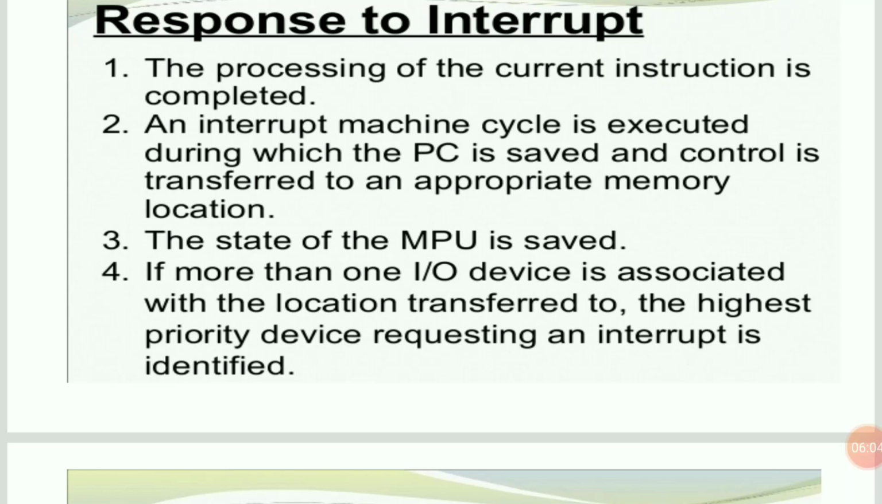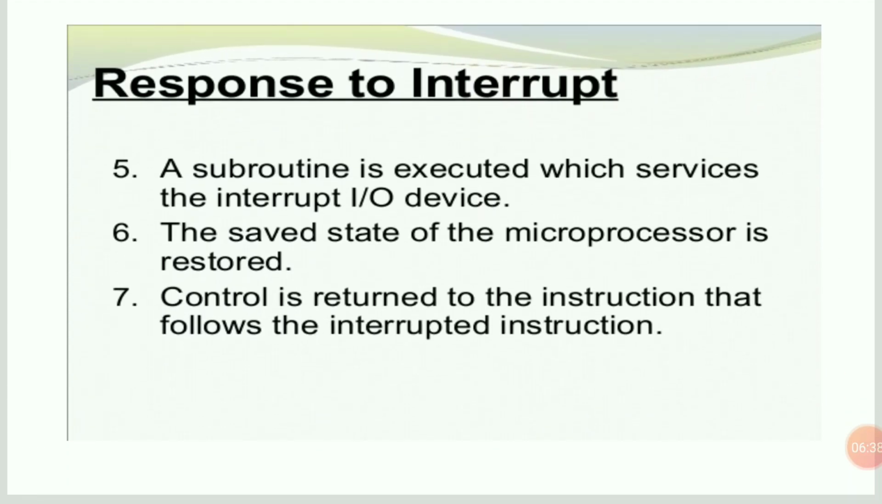The processing of the current instruction is completed. An interrupt machine cycle is executed, during which the PC, that means the program counter, is saved and control is transferred to an appropriate memory location. The state of the microprocessor unit is saved. If more than one input device is associated with the location transferred to, the highest priority device requesting an interrupt is identified. A subroutine is executed which services the interrupting input-output device. The saved state of the microprocessor is restored. Control is returned to the instruction that follows the interrupted instruction.